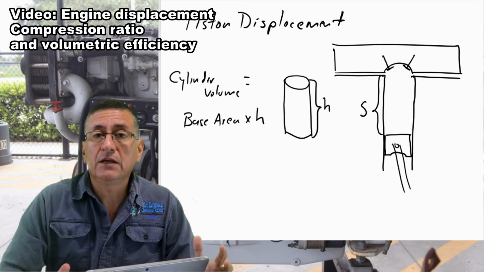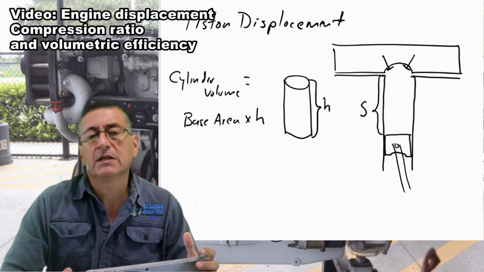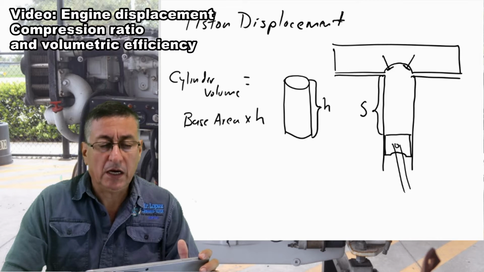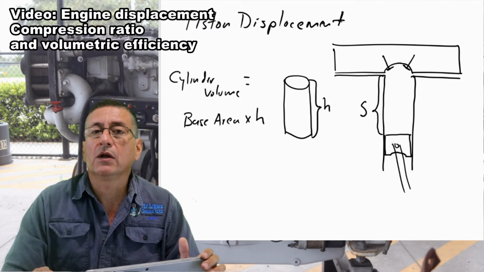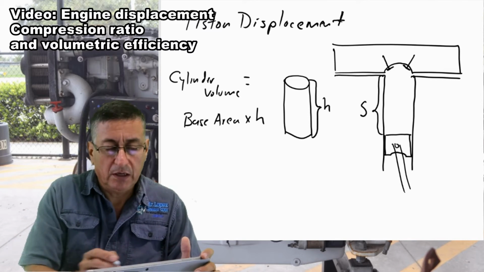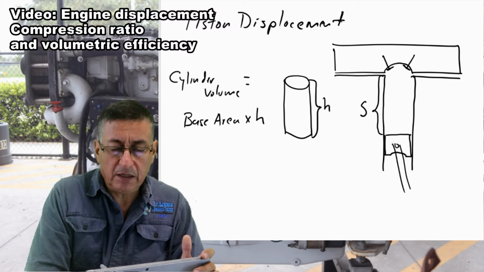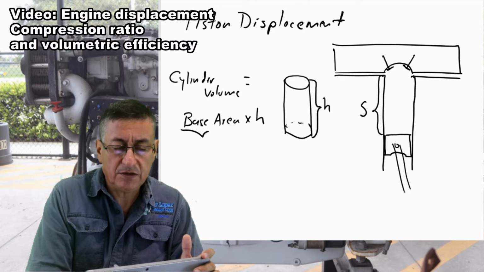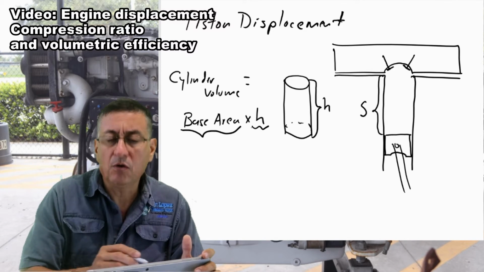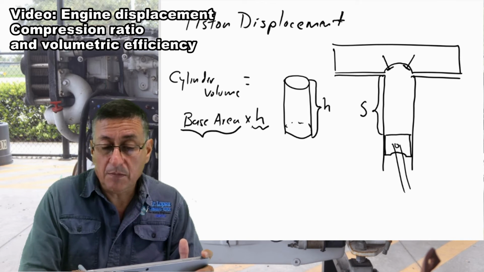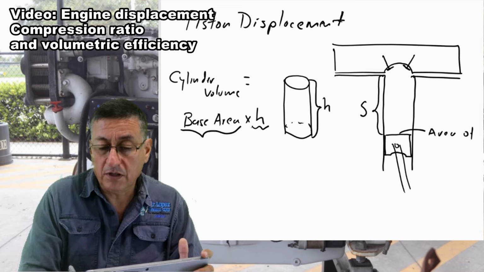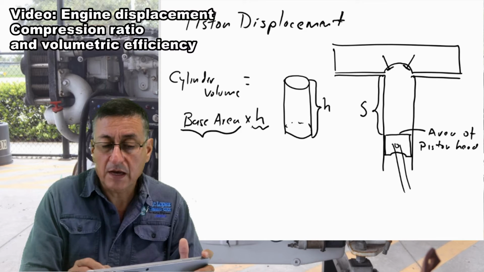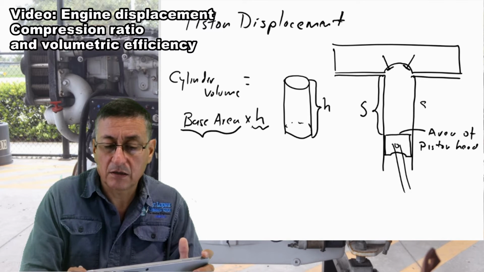In order to understand piston displacement easily, we are going to refresh our concept of geometry, and how to calculate the volume of a cylinder. The volume of a cylinder is basically the base area times the height. In our particular case, the base area is the area of the piston head, and the height is the stroke.